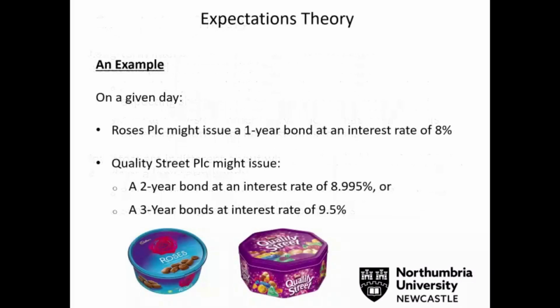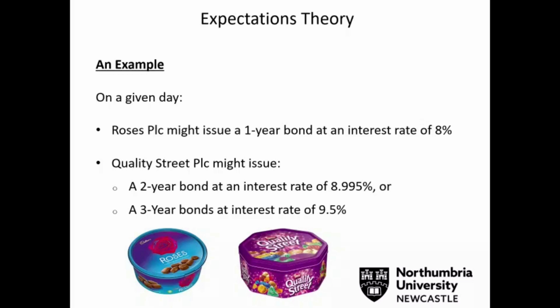At the start of any given day, the investor has the choice of do they buy a bond 1 year from Roses PLC at 8%, or do they go to Quality Street PLC and buy a 2-year bond which pays a return of 8.995%, or a 3-year bond at 9.5%. It's entirely up to the investor which they prefer. But I'm going to show you using expectation theory. It doesn't actually matter which one of the 3 bonds you buy here, because ultimately they yield the same return.